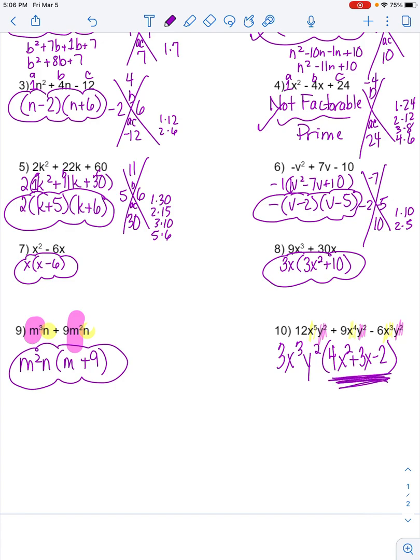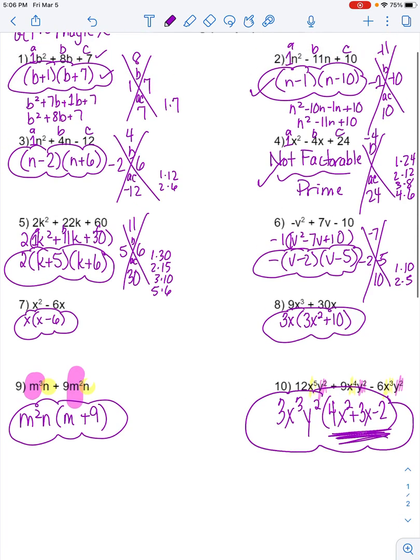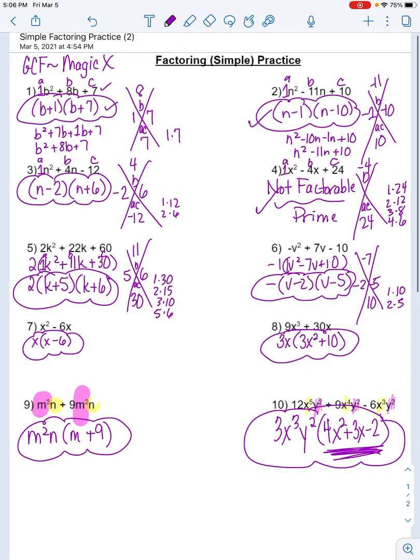Now, I know that is a trinomial. And I also know that we can use magic x on it, but we're going to take a look at these type of trinomials in our next lesson. So for right now, we're going to say this is factored. It's not completely factored, but this will lead into our next lesson. So if you have it to this point, I want you to mark that correct.